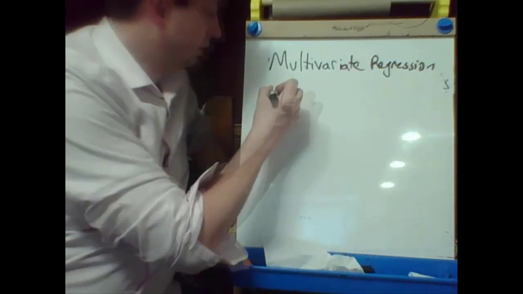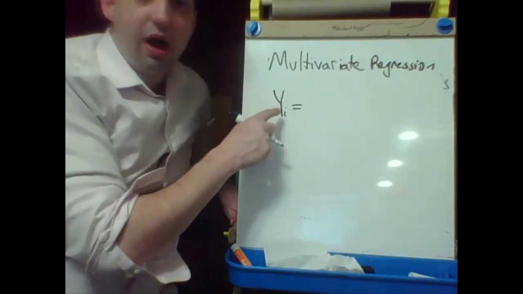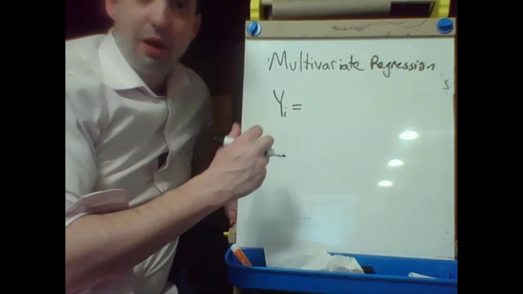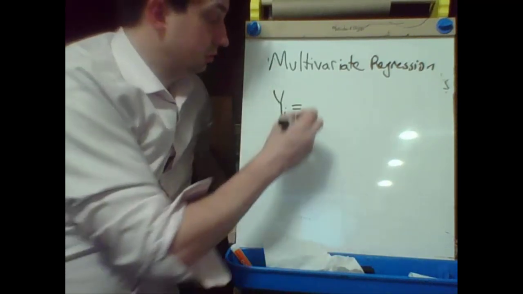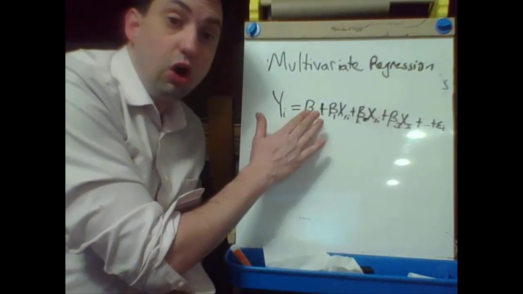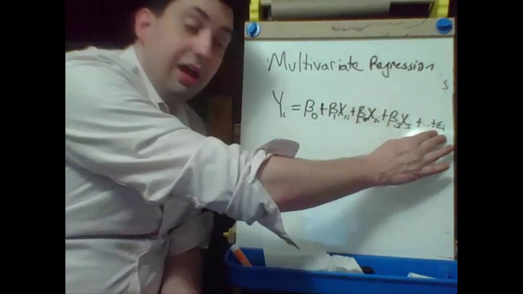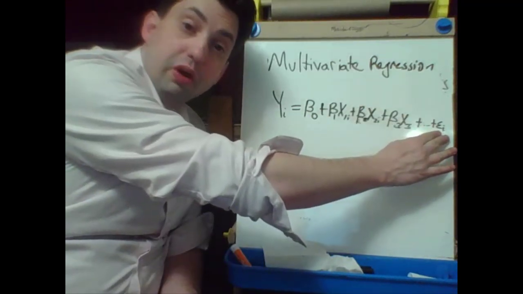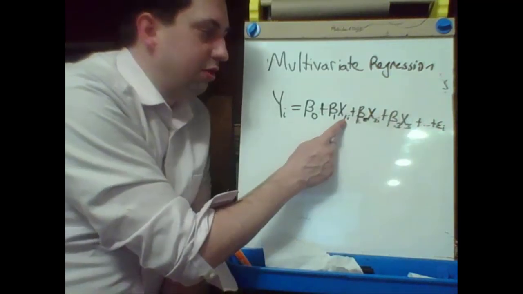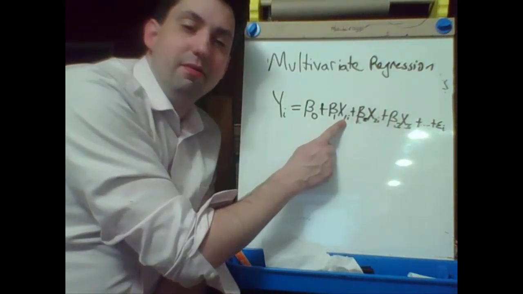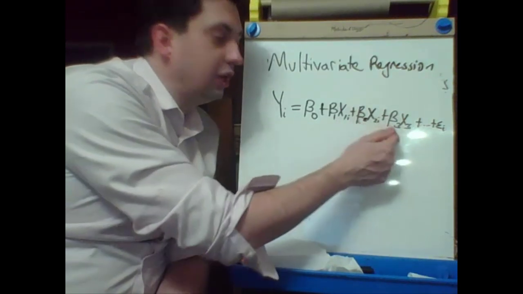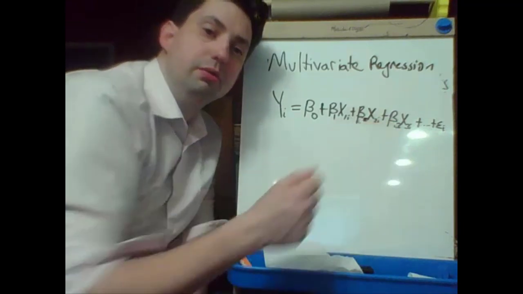Mathematically, this is what it looks like. We still have our y, our dependent variable. We still have our y-intercept. We still have our residual, this quote-unquote error term, the epsilon. Call it a residual. But now what's different is rather than just having one independent variable, we have multiple independent variables, each with their own coefficient, each with their own beta value.